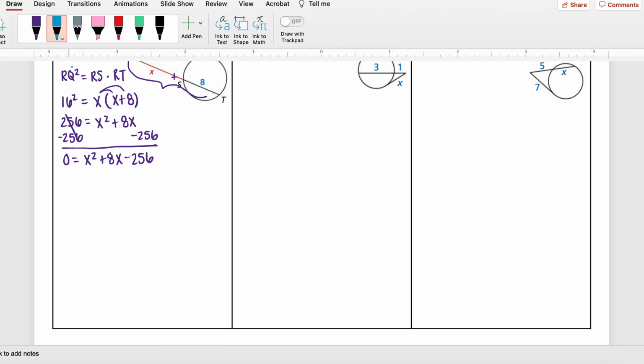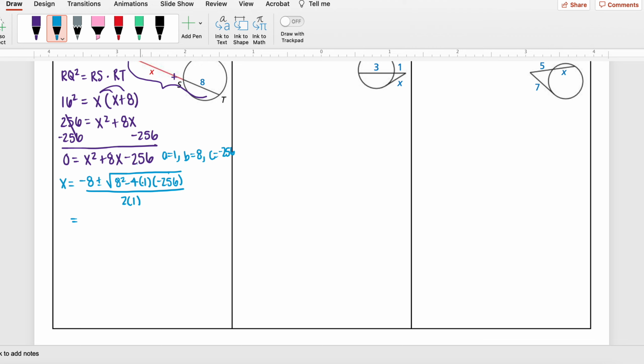And now I'm going to use the quadratic formula from here. And so I see that a is equal to 1, b is equal to 8, and c is equal to negative 256. So that means that x is equal to the opposite of b, so negative 8, plus or minus the square root of 8 squared, minus 4 times a, which is 1, times c, which is negative 256, all over 2 times a, which is 1.